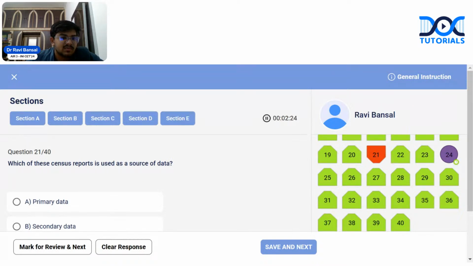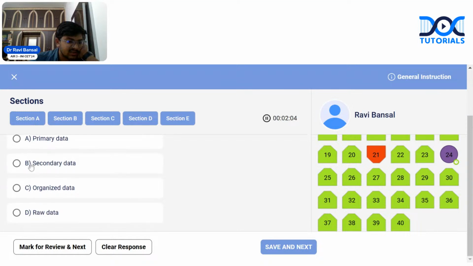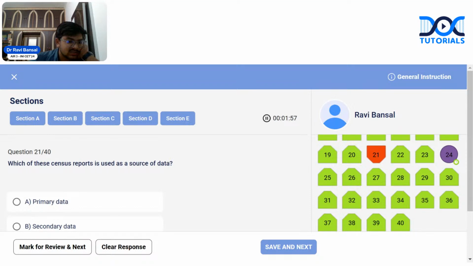Which of these census reports is used as a source of data? So what I can understand from data is that primary data is collected from the subjects. Secondary data might be what is organized after analyzing the primary data. Which of these census reports is used as a source of data? In a census, obviously, I think it's primary data because they collect it directly from the population itself. But I'm not sure. This is just a wild guess, and I do not want negative marks, so I will just skip it.